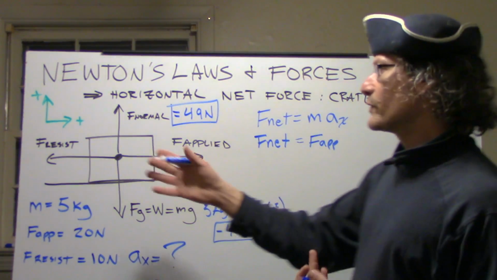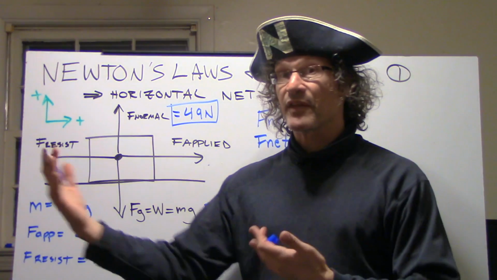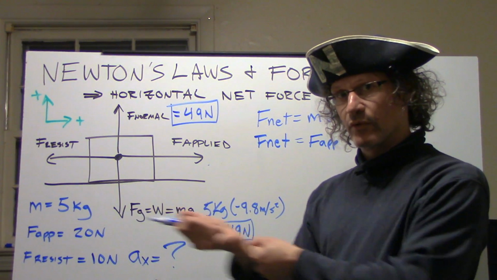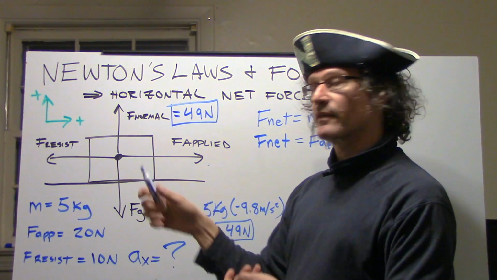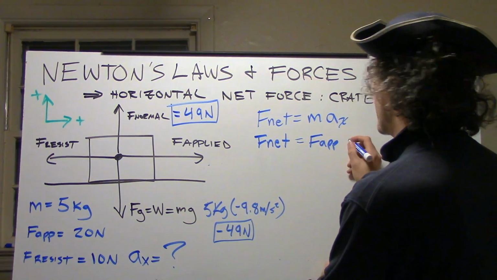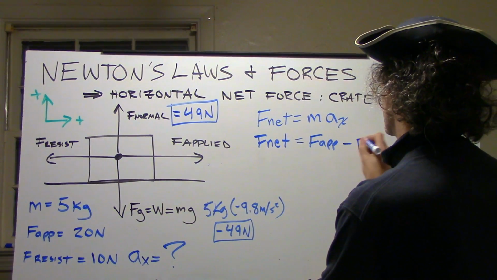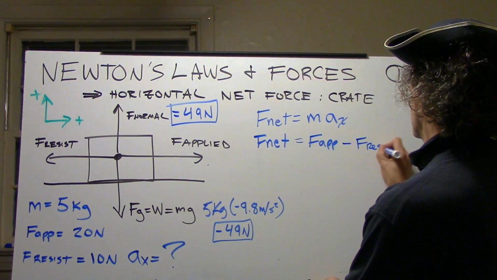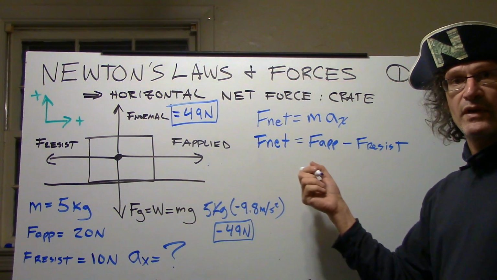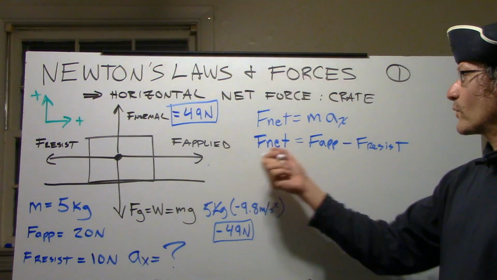But right now, we'll just consider it to be something that is preventing force applied from using its full force to accelerate this box and change its state of motion. So it's Fap minus F resist. And that's it. These are the only two forces acting in the horizontal direction.